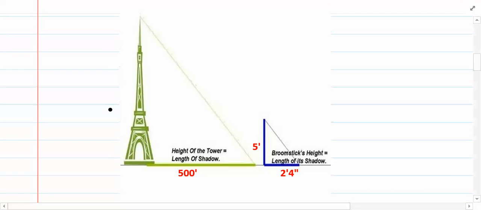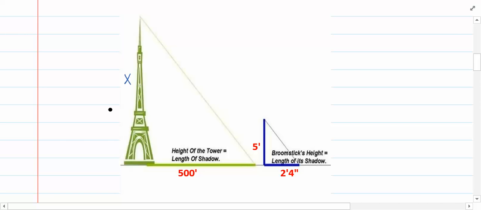For example, if I need to know the height of the Eiffel Tower, I'm unable to climb to the height of this object. It's very difficult to climb that. Plus, it'd be surprising if I had a measuring tape long enough to reach that. However, if I can determine that the length of its shadow at a particular time of the day is 500 feet, and I have a broomstick sitting next to it that's 5 feet tall that casts a 2'4" shadow, I could then use proportions to find the height of the Eiffel Tower.